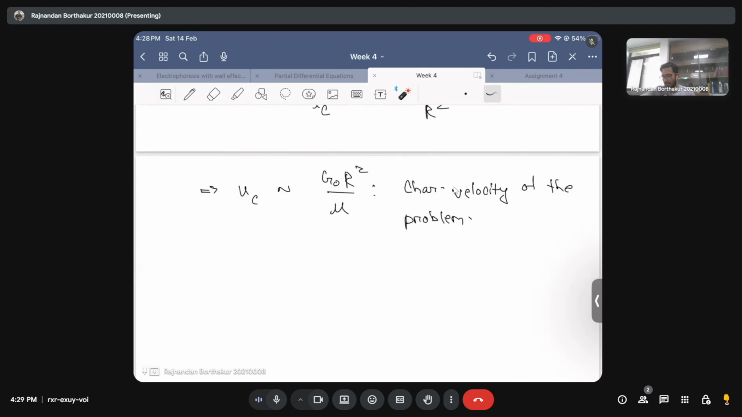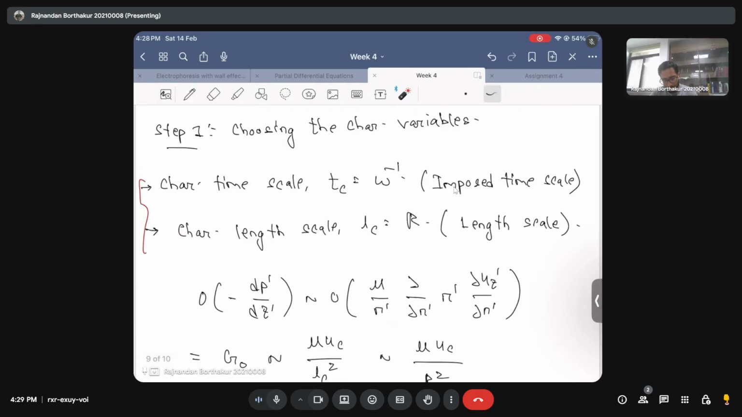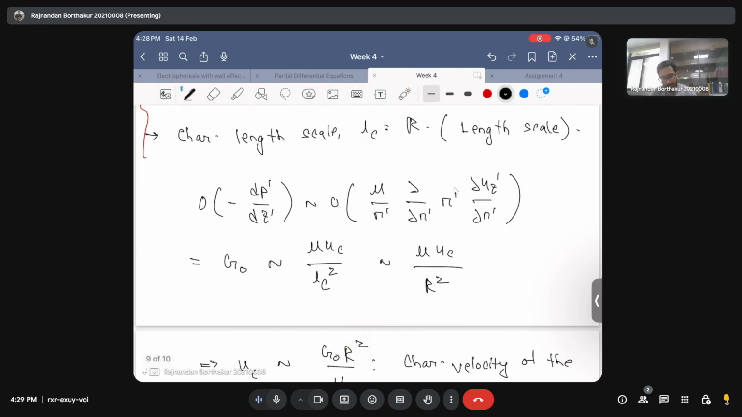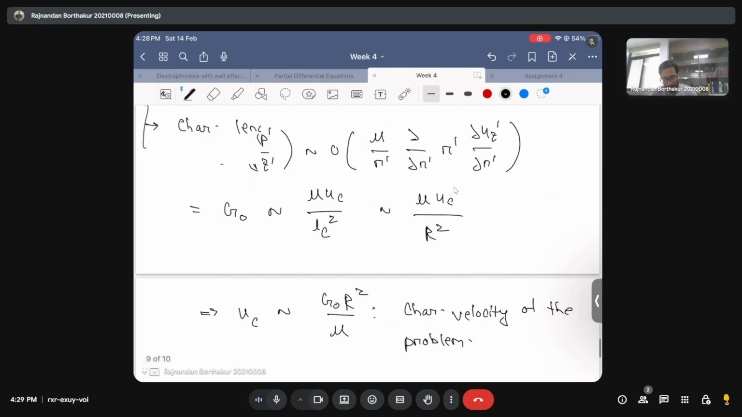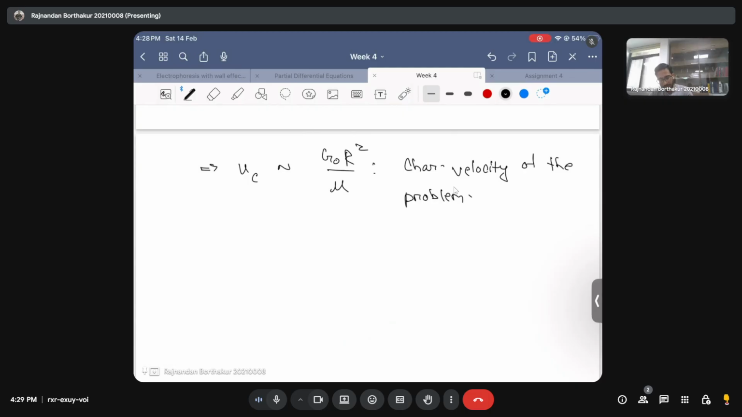Okay, so we have the velocity scale. We have the scale for length, the scale for time, and the scale for velocity, and these are the only three variables that we have. So what we can now do is define the non-dimensional variables, because ultimately we need to get a non-dimensional equation out of the dimensional equation. That's the reason why we are choosing these scales.